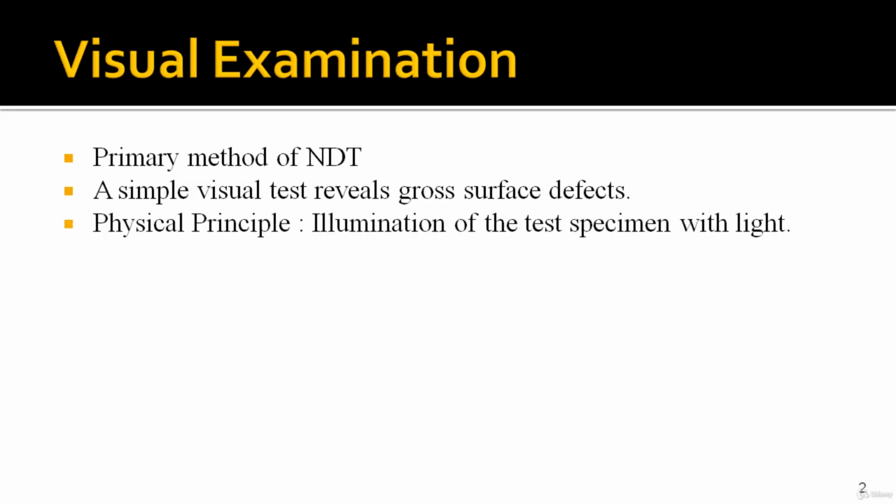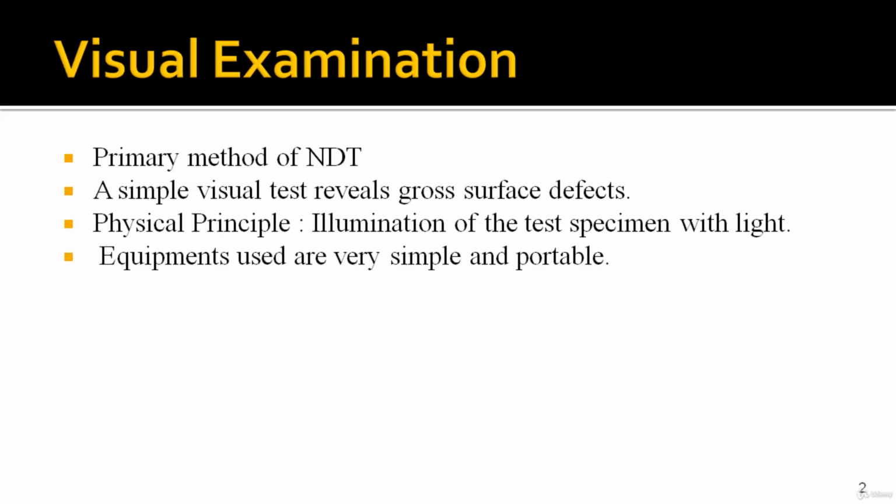Physical principles. What is the principle? Illumination of the test specimen with light. We illuminate the test specimen by using light, so we are using light here to know about the characteristics of that particular specimen. The next thing about visual testing is that the equipment used is very simple and portable. You can use it again and again.